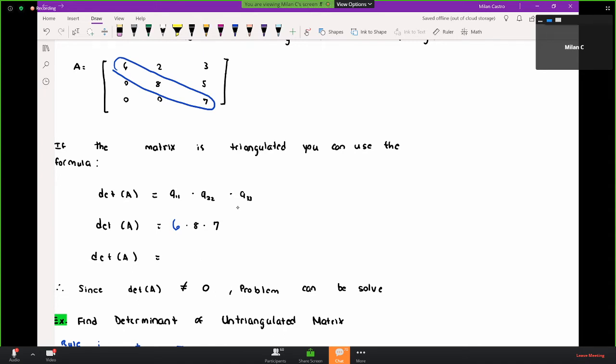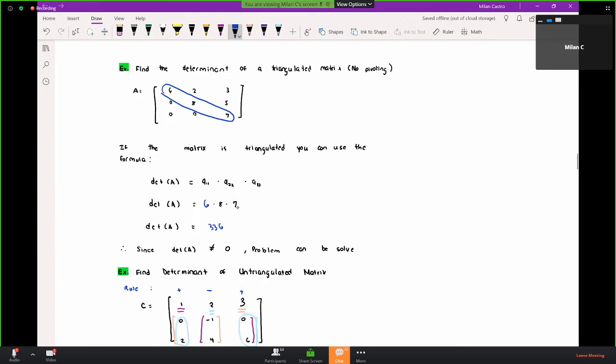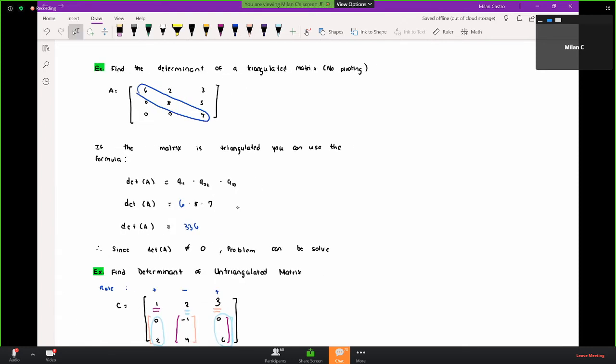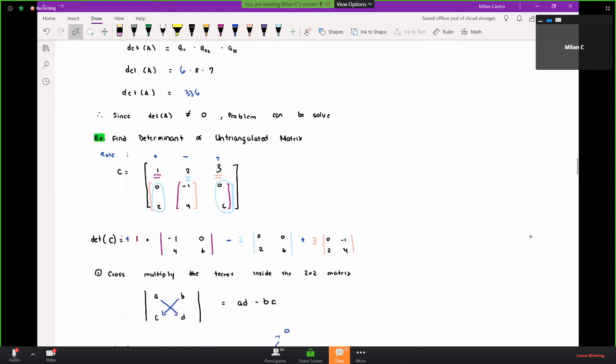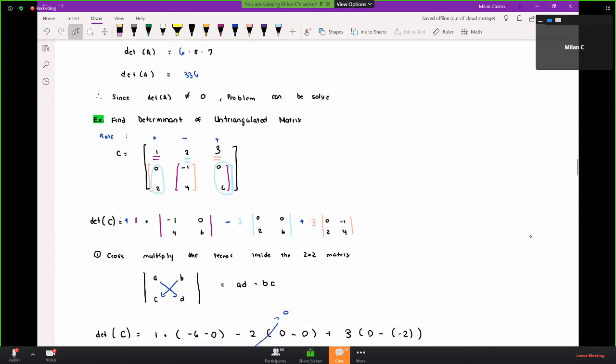336. Okay, so the determinant in this example problem is equal to 336. Since the determinant does not equal 0, we know that the problem can be solved. But how do we find the determinant of an untriangulated matrix in order to check it?